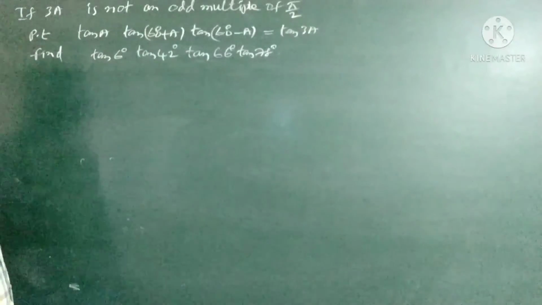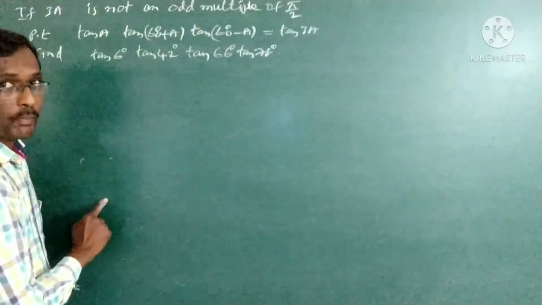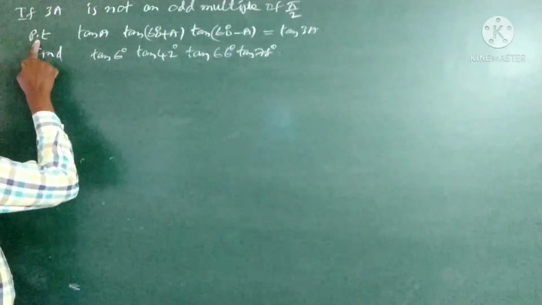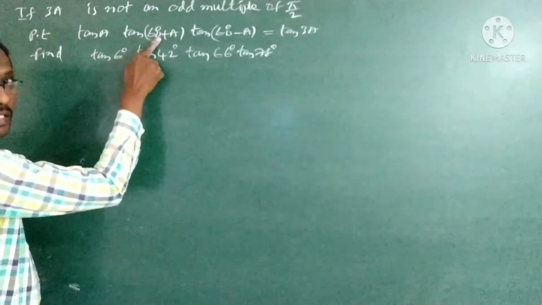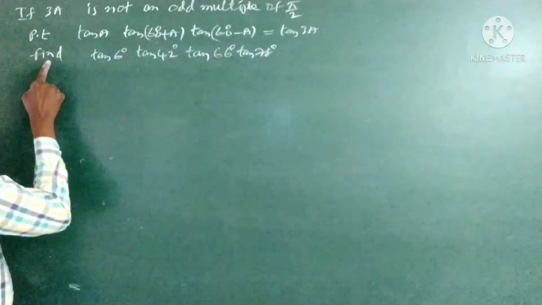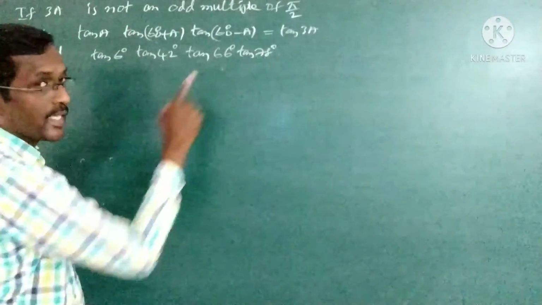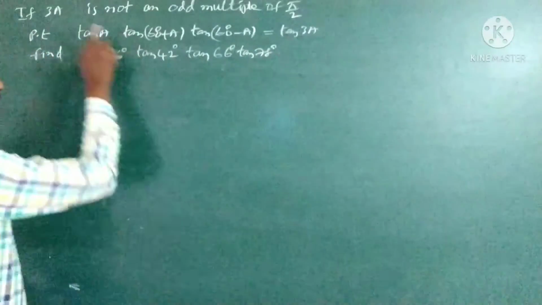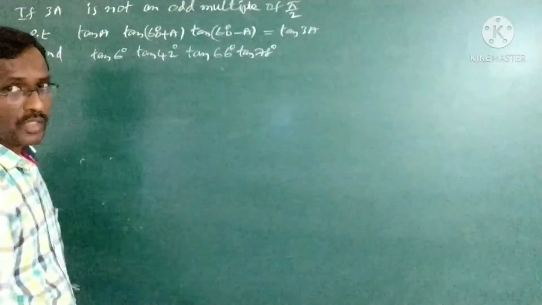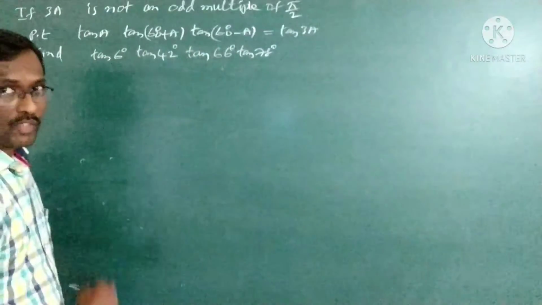The next problem. If 3A is not an odd multiple of pi by 2, prove that tan A tan of 60 plus A tan of 60 minus A is the value tan 3A, and find the value of tan 6 tan 42 tan 66 tan 78. So here whatever is given, let us forget about that. If it is, then only this exists. So simply answer the question what is given.